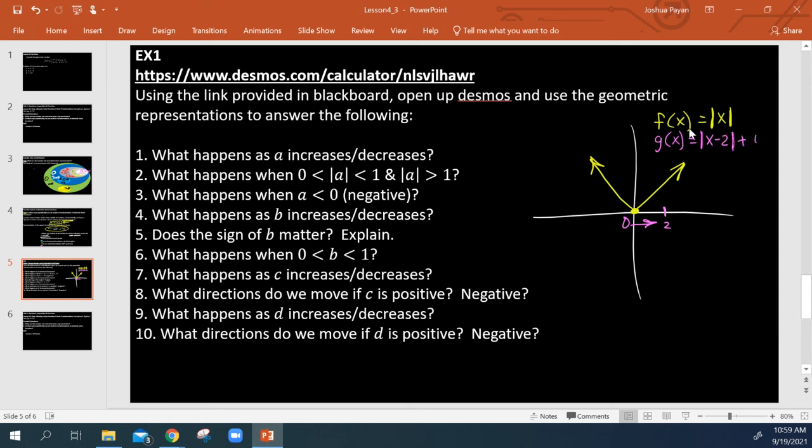And I also shifted up by 4. So I would also come up here. So that just means my vertex is going to be here at 2 by 4, right? Because I went 2 to the right and 4 up. And then my graph is just going to look exactly the same, right? It's just been moved. It's been translated, okay?